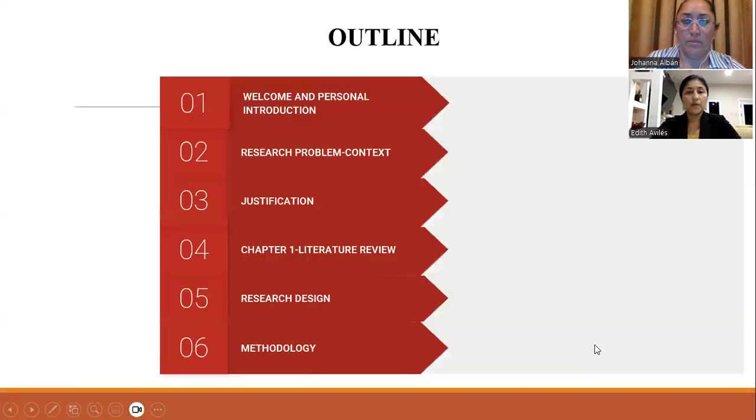First, we have the welcome and personal introduction. Then we have a brief description of the research problem. Then we're going to talk about a brief summary of the project justification. After that, we are going to present the literature review, in which the independent and the dependent variable are going to be explained. And after that, we have the research design, which is going to be explained too. And finally, we conclude talking about the methodology that we use in this research work.